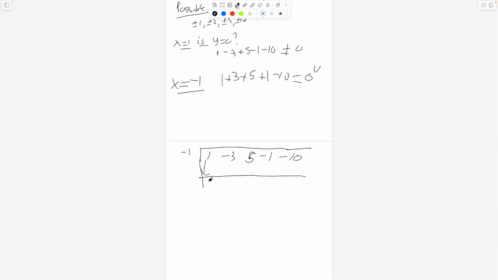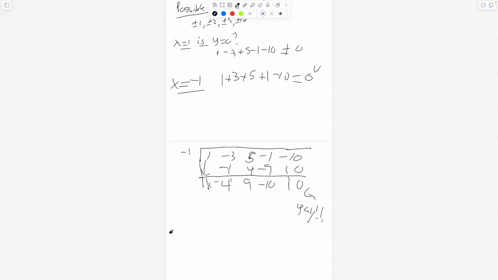Bring the first guy down, and then it's multiply and add all the way through. Negative 1 times 1 is negative 1. Add straight down, negative 4. Multiply, we get 4. Add straight down, we get 9. Multiply, negative 9. Add straight down, negative 10. Multiply, 10. Add straight down, we get a remainder of 0. Yay. That's what we were supposed to get. If we don't get a remainder of 0, we've done goofed. But now I also have factored out x plus 1.